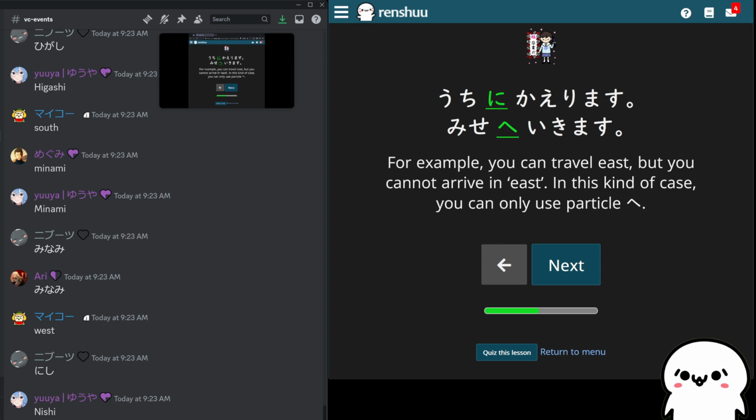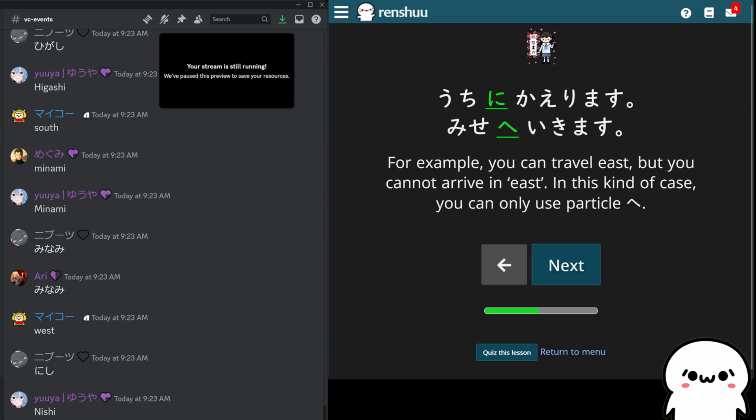And you might be talking about head right, head left, go straight, head backwards. And in these situations, you would also use e, because you are referring to the direction that you are going in. If you're heading to a destination, which is what we usually talk about, then you can use ni or you can use e. But typically, you're going to see ni most of the time.